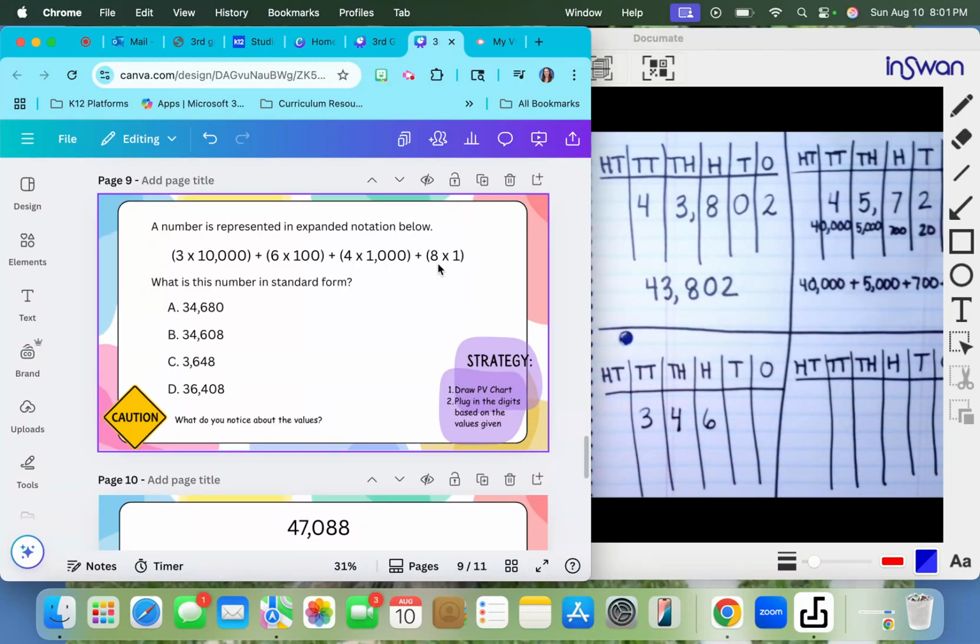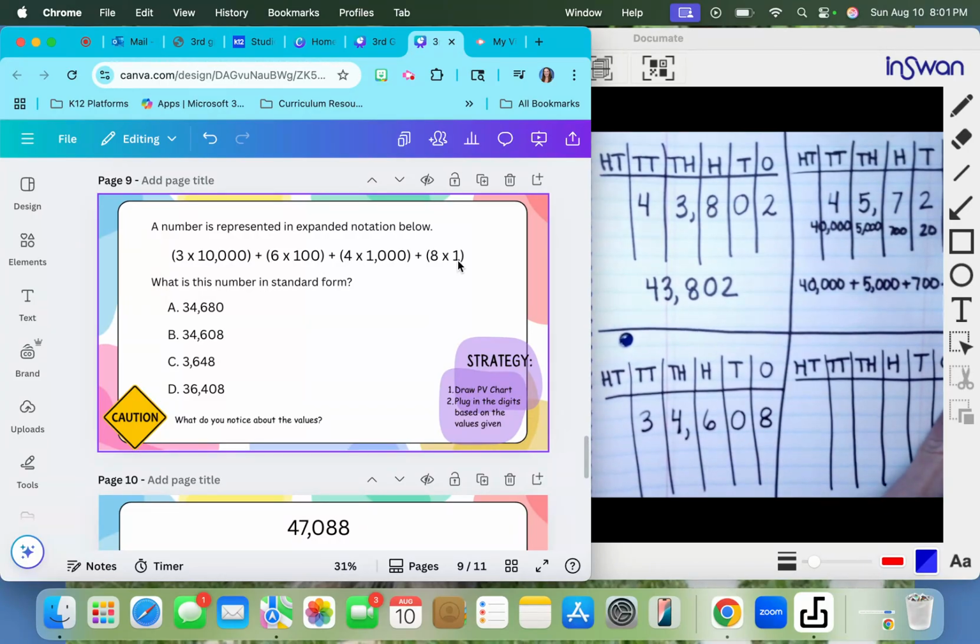Then we have an 8 times 1, or 8 in the ones place. Well, here's our ones. Put an 8 there. What do you notice? Sneaky 0. Sneaky 0 in the tens place. Right there. Put in our comma. And now we have our number.